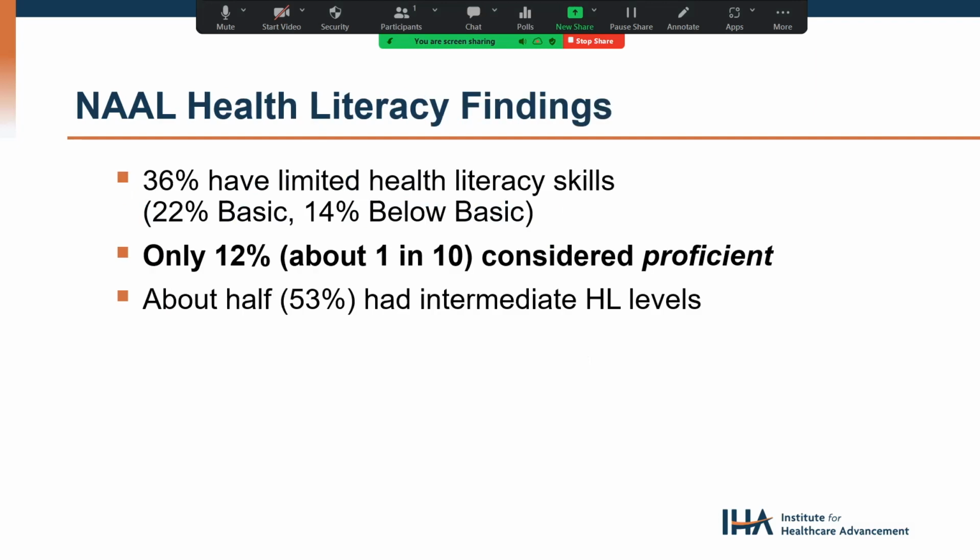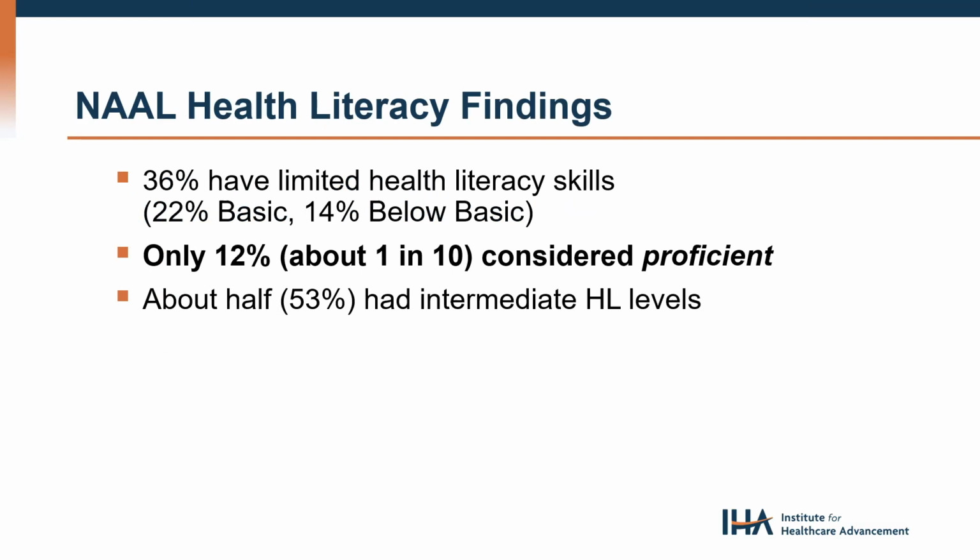So that was the literacy findings. Now here are the health literacy findings. 36%, which again is a little more than 1 in 3, have limited health literacy skills, meaning they fall into the bottom 2 categories, the below basic and basic, and you can see the breakdown there. Only 12%, which is about 1 in 10, are considered proficient in health literacy. Let me say that again. Only about 1 in 10 US adults is considered proficient in health literacy.